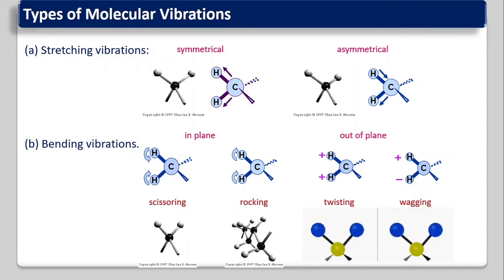So these are the types of molecular vibrations: stretching vibrations and bending vibrations. Stretching is classified into symmetrical and unsymmetrical, while bending is classified into in plane and out of plane. In plane: scissoring and rocking. Out of plane: twisting and wagging.